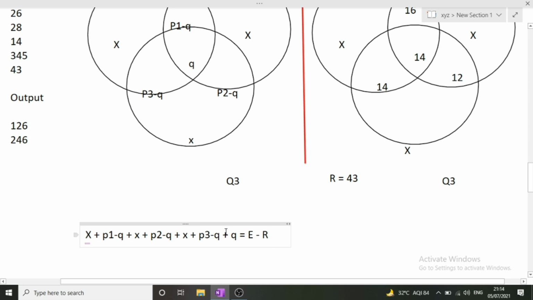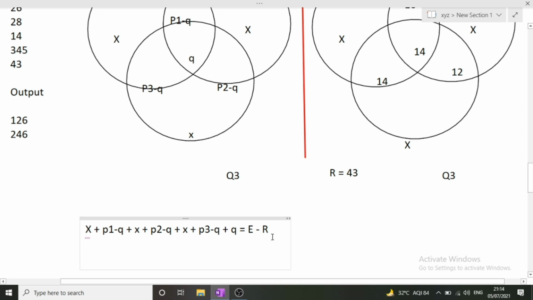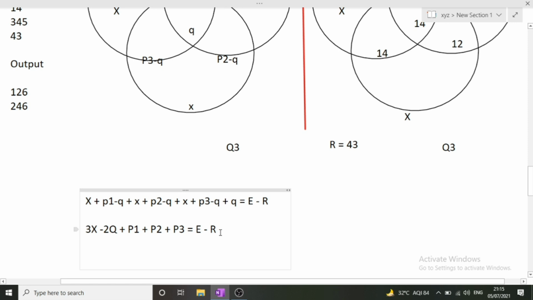Now first let's find the value of x only. Let's break down this equation further. X plus x plus x, 3 times x, so 3x, plus Q minus Q minus Q minus Q, that is minus 3Q plus Q, which is minus 2Q, plus P1 plus P2 plus P3. Now it will be equivalent to E minus R, as I told you earlier. Now we have done this entire equation.